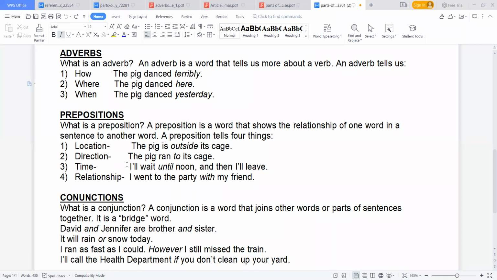Next, time. I'll wait until noon and then I will leave. That means it's describing the time the noun can wait. Next is a relationship. I went to the party with my friend. So with is a pronoun. Oh, sorry, preposition.